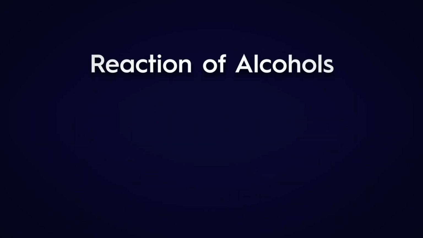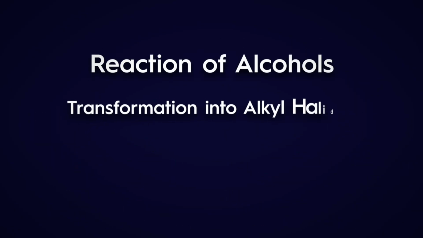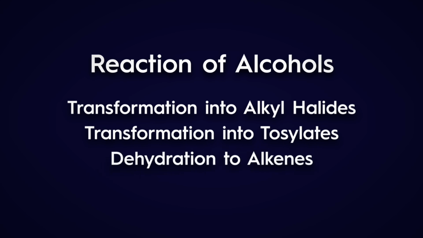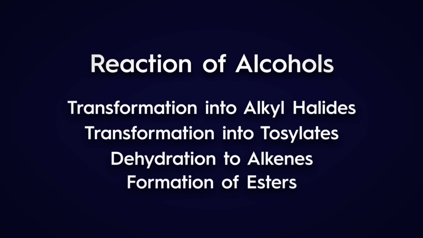In this video, you will see how alcohols transform into alkyl halides, into tosylates, which are p-toluenesulfonates, how they dehydrate to alkenes, and how they form esters. We will map mechanisms, choose conditions, work examples, and flag common errors, then carry the logic into a quick application.